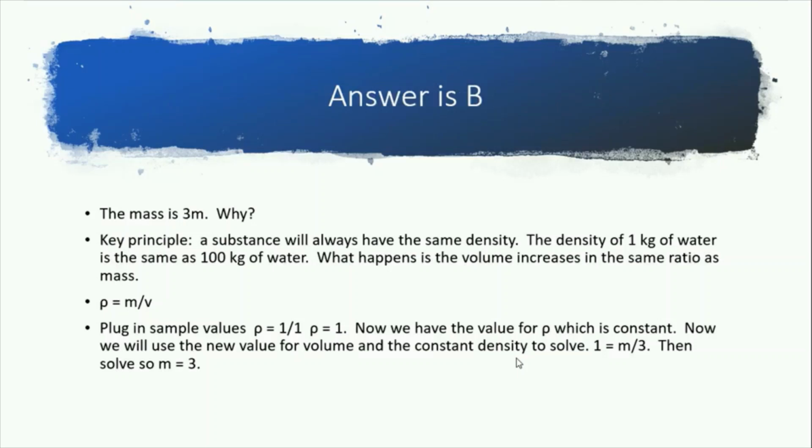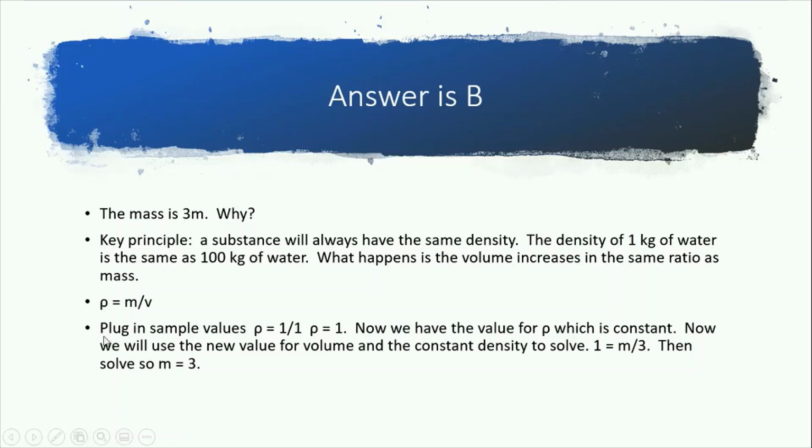All right, the answer to this one is B, and the mass is 3M. So why? Well, the key principle is that a substance will always have the same density no matter what. So the density of 1 kilogram of water would be the same as 100 kilograms of water. What happens is as you increase the mass, the volume increases in the same ratio, so the density remains constant. So we would use density equals mass divided by volume.